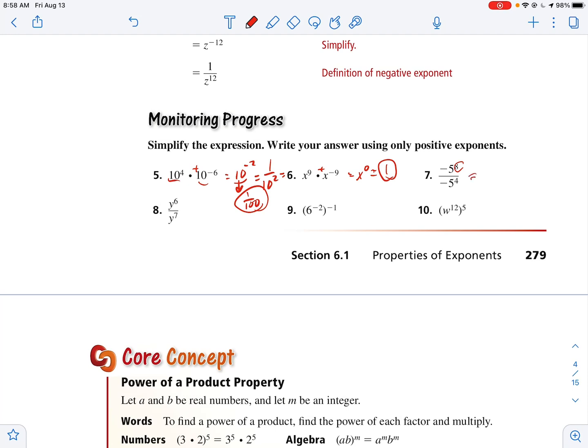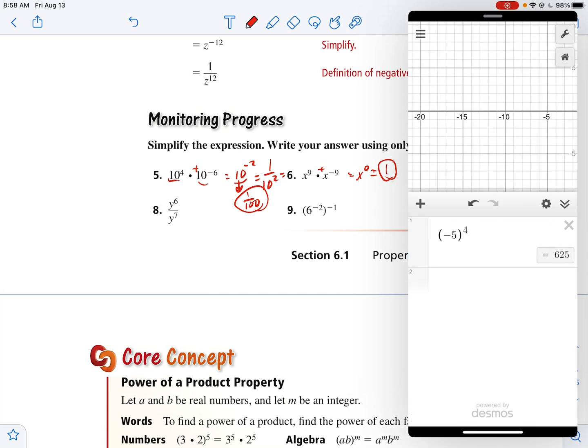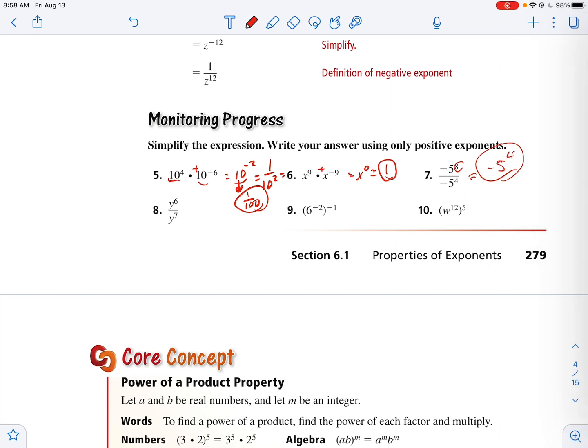8's bigger, so we're going to subtract them, so that's negative 5 to the 4th. And I'm just going to circle it, but for kicks and giggles, let's see. Negative 5 to the 4th, 625. A good rule of thumb also is any number to an even exponent is going to end up positive. So that's just 625.